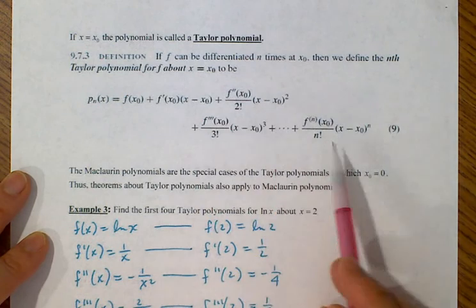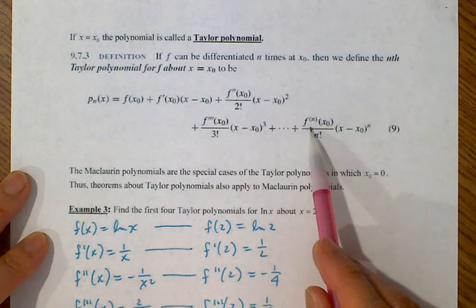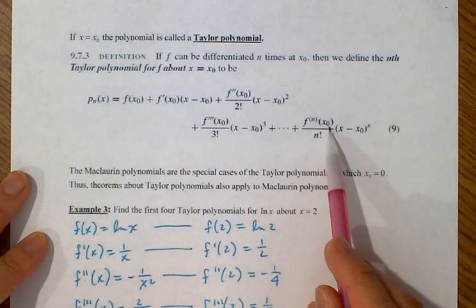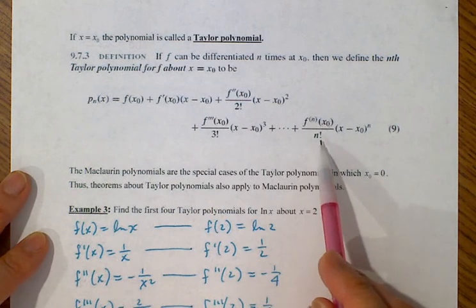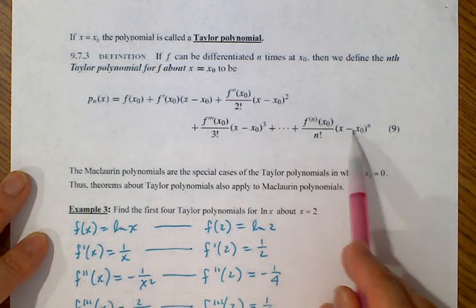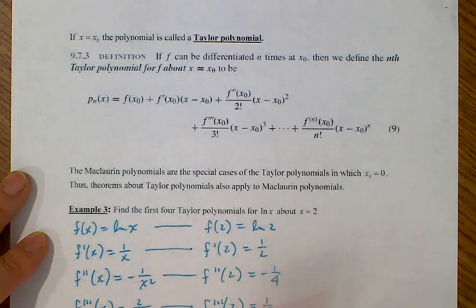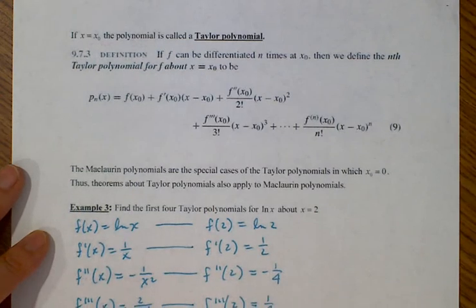So the nth term of the polynomial is f to the n, the nth derivative, of x sub 0 all over n factorial times x minus that center x sub 0, raised to the nth power. The Maclaurin polynomials are special cases of the Taylor polynomial in which x sub 0 is equal to 0. Thus, theorems about Taylor polynomials can also apply to Maclaurin polynomials.